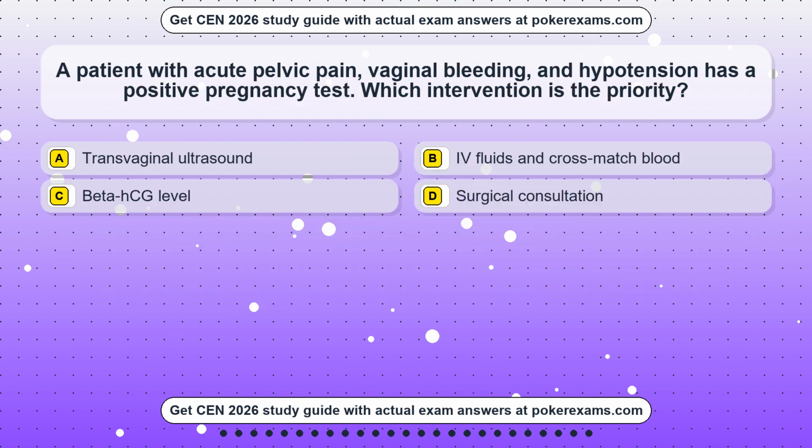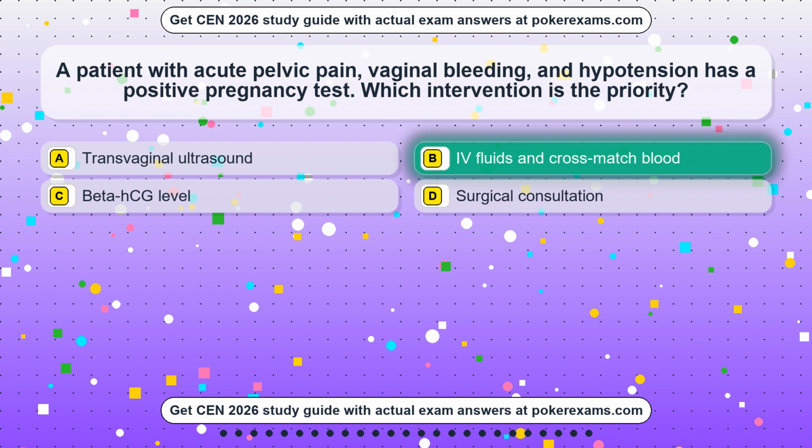Question 21. A patient with acute pelvic pain, vaginal bleeding, and hypotension has a positive pregnancy test. Which intervention is the priority? Option A, transvaginal ultrasound. Option B, IV fluids and cross-match blood. Option C, beta HCG level. Option D, surgical consultation. The correct answer is option B, IV fluids and cross-match blood.